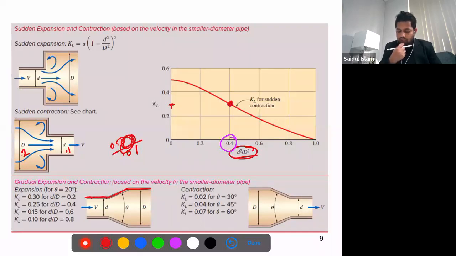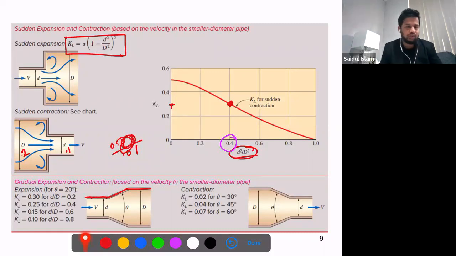So what you can do, you can calculate it and you can do some interpolation. You can get the KL from here if it is sudden contraction. We have got a question and I will use this pause and show you how to do all these interpolations. If it is sudden expansion, then it is easier. You just use this formula and you can simply calculate the loss coefficient.